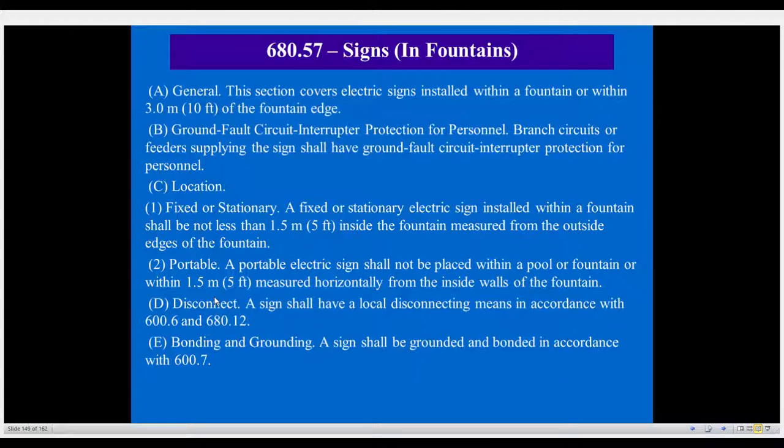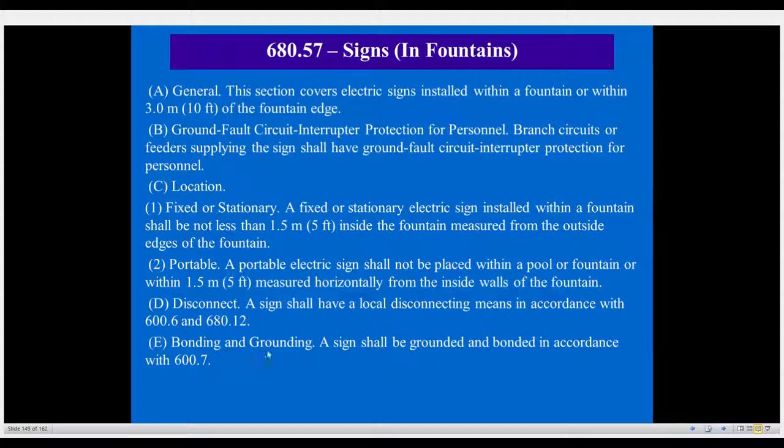All right, what about disconnecting means? A sign shall have a local disconnecting means in accordance with 600.6 and 680.12. The 680.12 was your maintenance disconnecting means, and this is a switch right here just making sure of the reminders of things like making sure that you disconnect all ungrounded conductors and what have you. If you want more detail on the switch for signs, go to 600.6, but basically that sign has a disconnect. It's got to comply with 600.6 and 680.12.